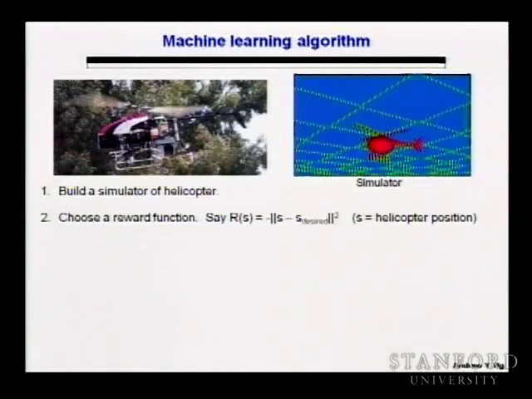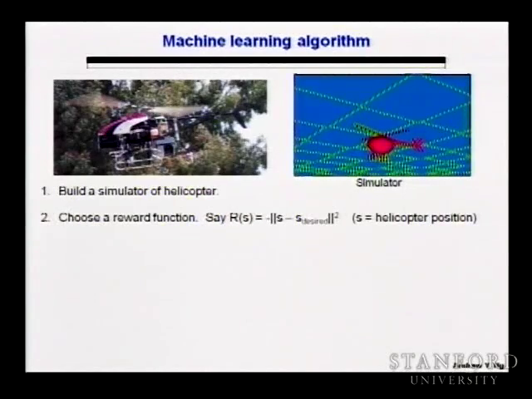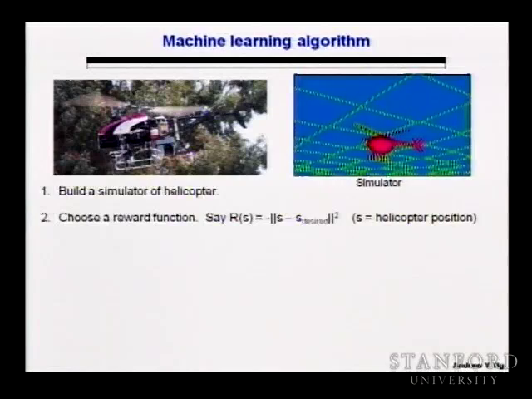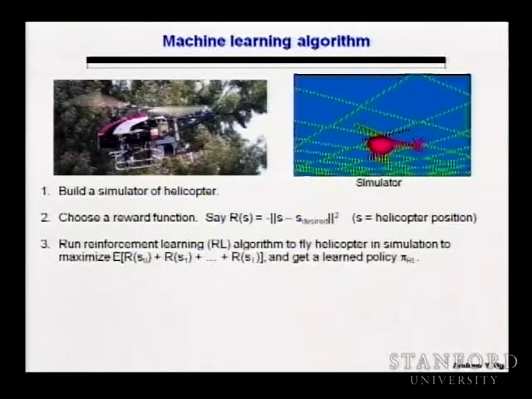Second thing you might do is then choose a reward function. So you might choose this sort of quadratic cost function, right? So the reward for being at the state S is going to be minus the norm of the difference between the current state and some desired state. That would be one simple example of a reward function. And this sort of quadratic reward function is what we've been using in the last lecture in LQR control, linear quadratic regulation control.